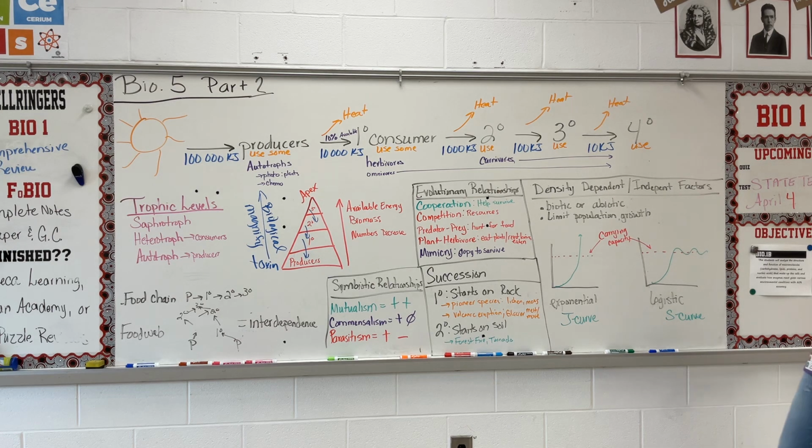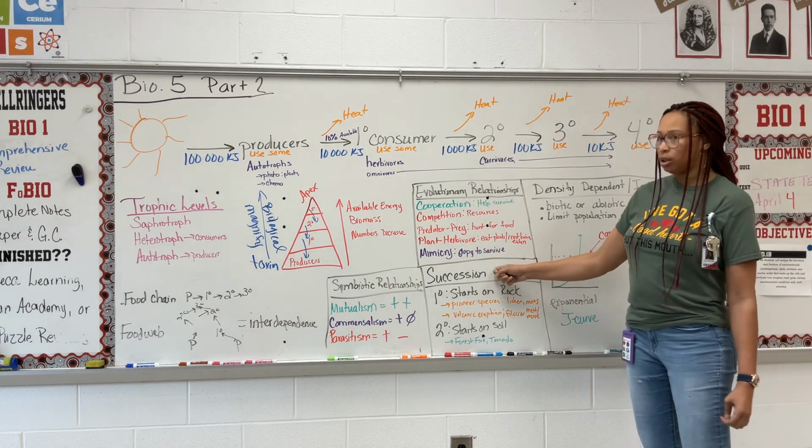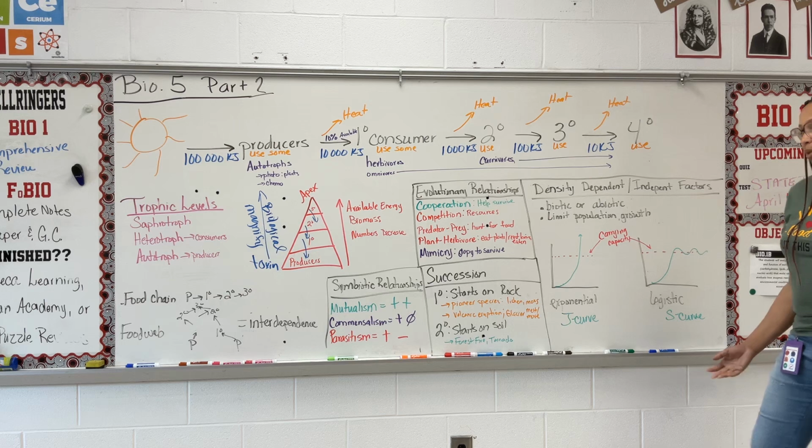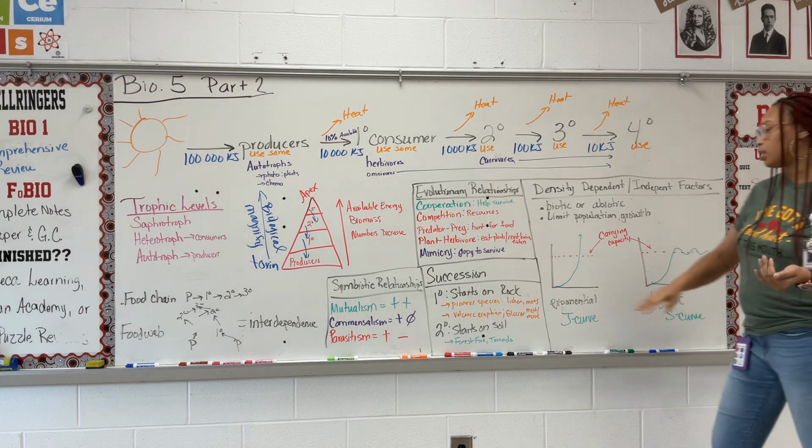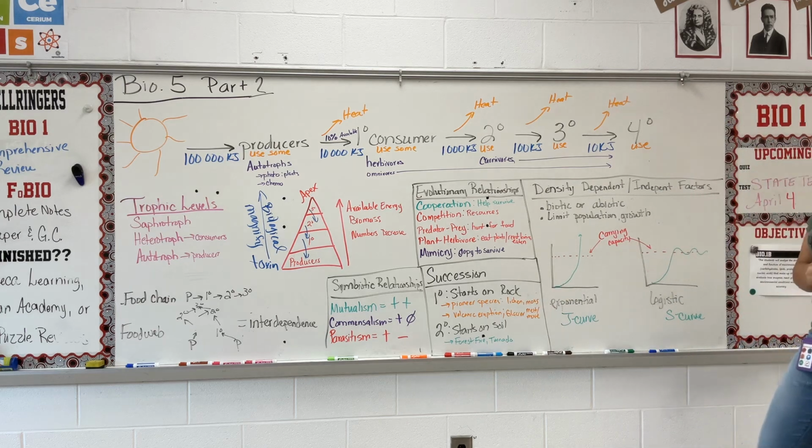The last thing we want to talk about is succession. Now, in an ecosystem, things happen that damage that particular ecosystem, and sometimes the damage is severe. But ecosystems are able to recover. So the recovery of an ecosystem is called succession. There's two types of succession, primary and secondary.